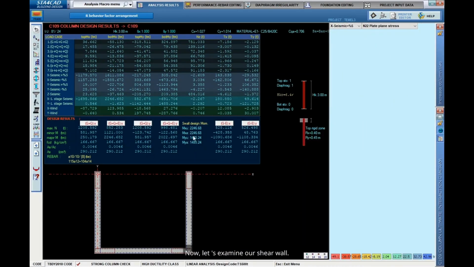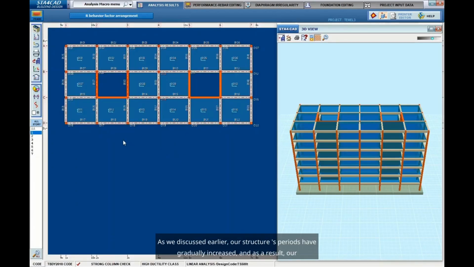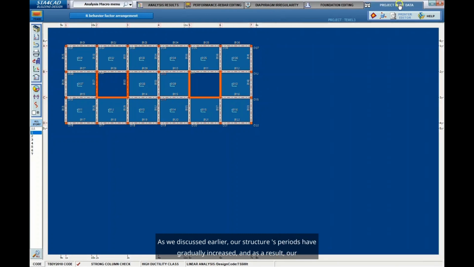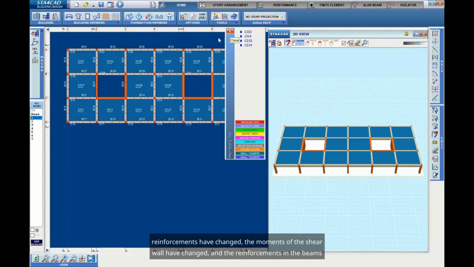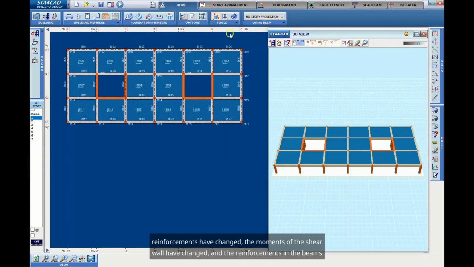Now let's examine our shear wall. Due to the increasing effects, it has taken a value not around 3,500, nor around 1,700, but somewhere in between. Because both rotations and settlements have been taken into account. This is the reason. Yes, our analysis is complete. As we discussed earlier, our structure's periods have gradually increased, and as a result, our reinforcements have changed, the moments of the shear wall have changed, and the reinforcements in the beams have changed. Many things have changed in our structure.